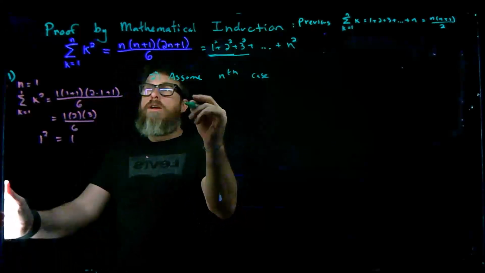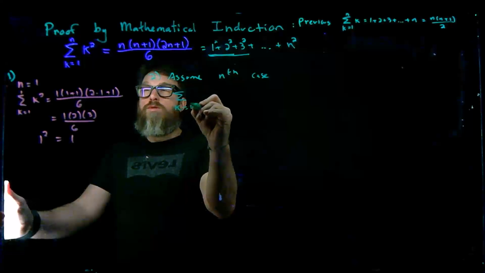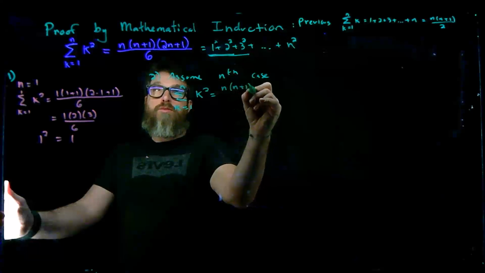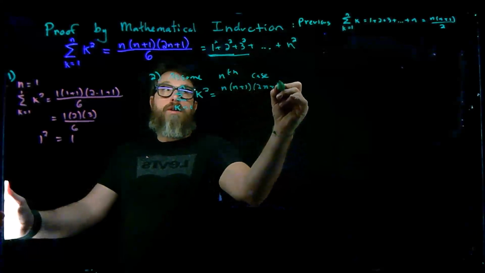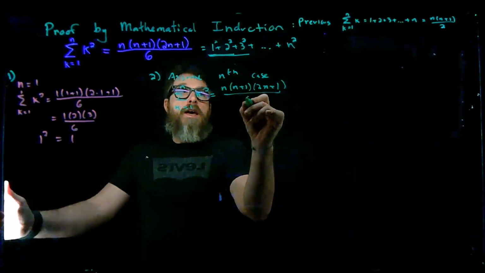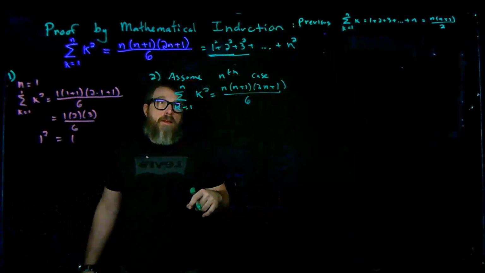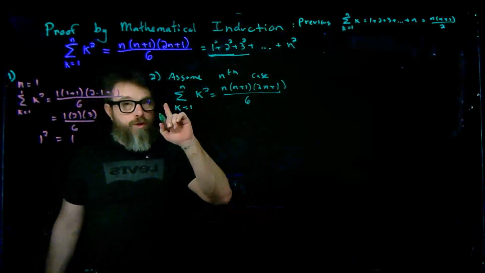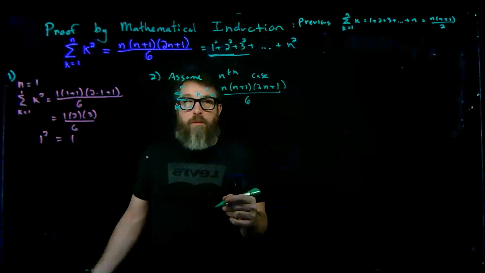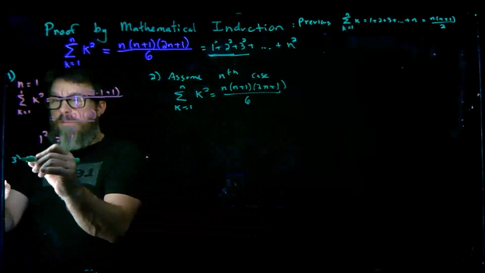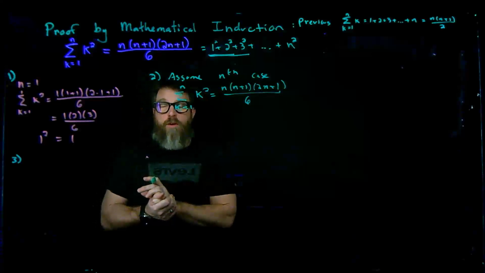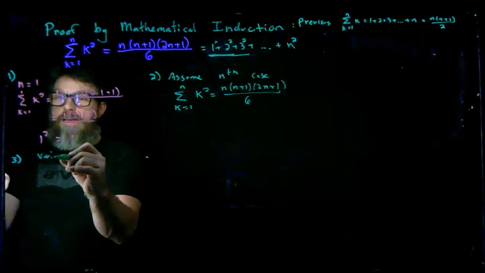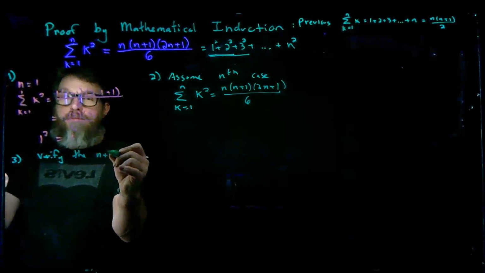So what that means is that the summation from k equals 1 to n of k squared indeed is equal to n times n plus 1 times 2n plus 1 all over 6. So now I have to verify it works for the next one. Step 3, which is the most important one, or the most difficult one, I should say, is to verify that it works for the n plus 1 case. So verify the n plus 1th case.